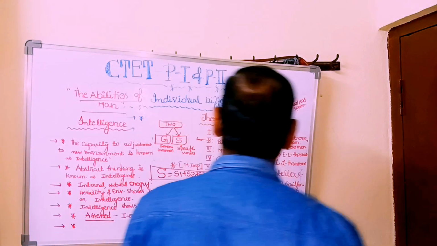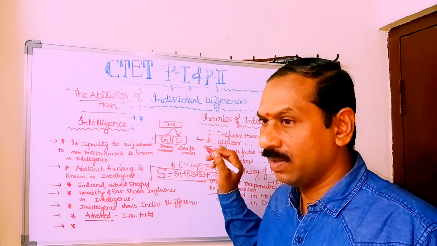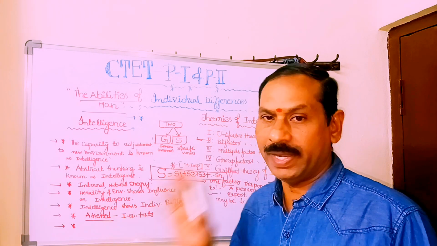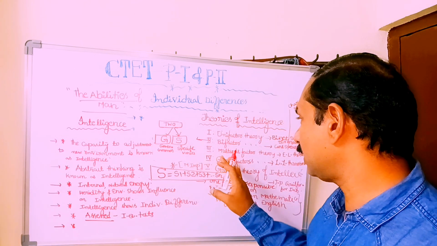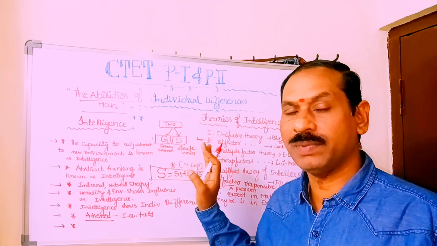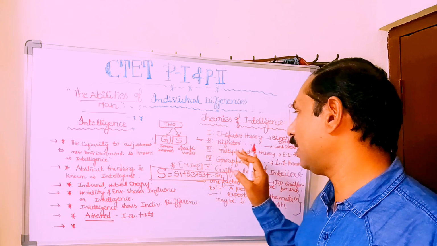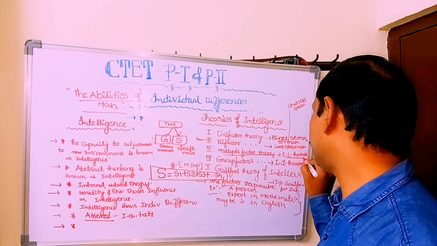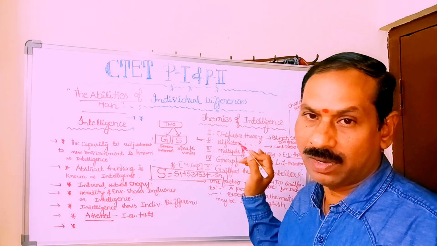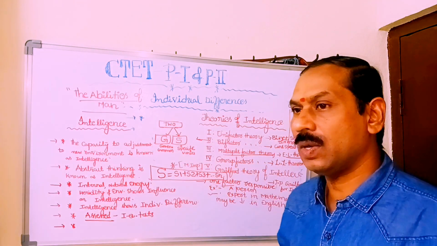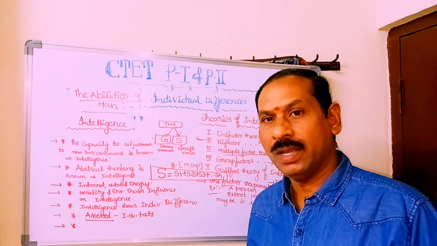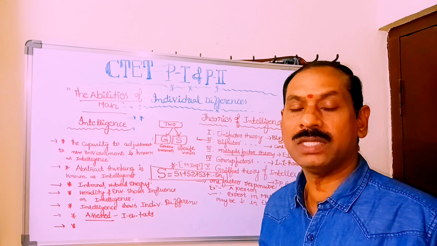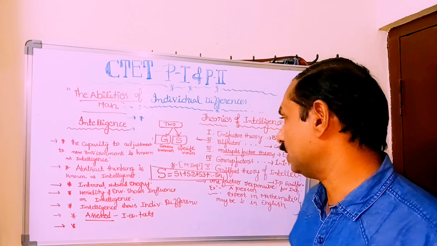And the next thing is the multi-factor theory. One says that only one factor is responsible for human intelligence, another says that two factors are responsible, and another one is this multiple factor theory of intelligence. This theory was introduced by E.L. Thorndike. He says that not only a single factor, not only two factors, but multiple factors are responsible for human intelligence.